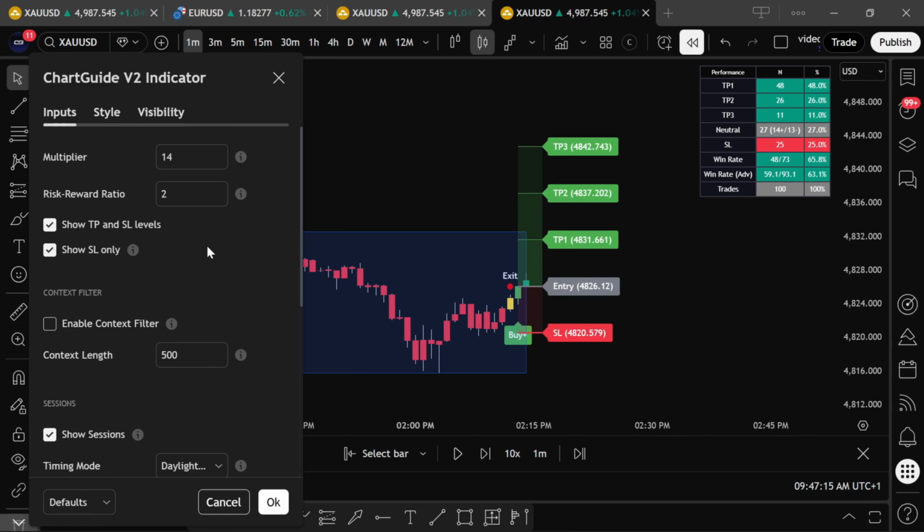Now, once you get a signal, you simply place your stop loss at the SL level, and your take profit can be at TP1. And from here, you've got two choices. Option 1, you can just close the whole position at TP1. Option 2, if you want to manage it more advanced, when TP1 hits, you can go break even, which means you move your stop loss to your entry price. And you can also close maybe 50% of the position at TP1, then let the rest run to TP2 and TP3. And that's how you can optimize ChartGuide V2 for basically any market and time frame.